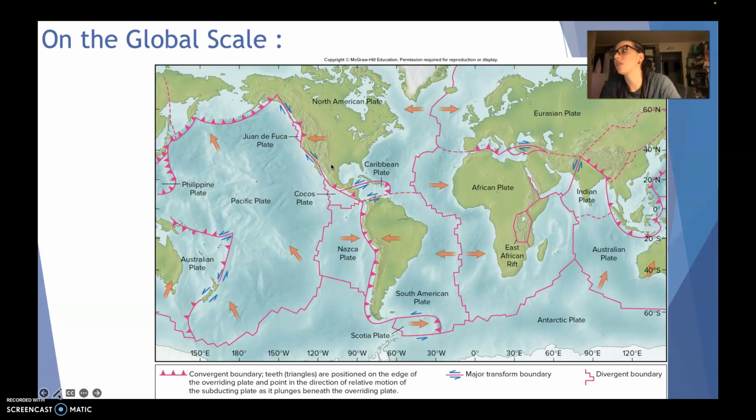So if we were to consider California and the Bay Area in particular, we are actually on a transform boundary. So the Pacific plate and the North American plate are moving side to side. They're not necessarily moving into each other or away from each other, they're moving side to side. Just north of us is the Juan de Fuca plate, and there is some convergence and divergence happening up there. But down here where we're at, we are on a transform boundary.